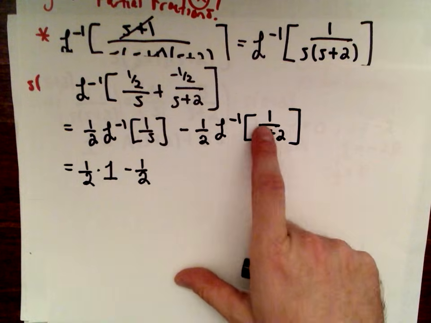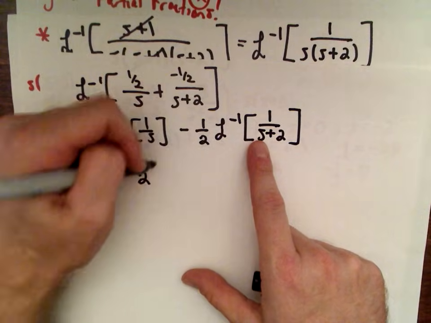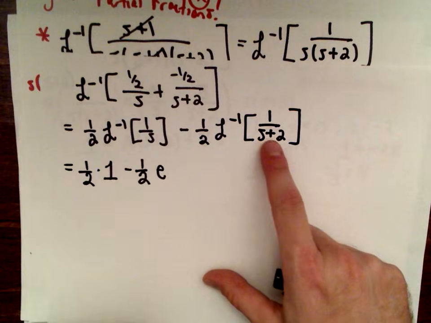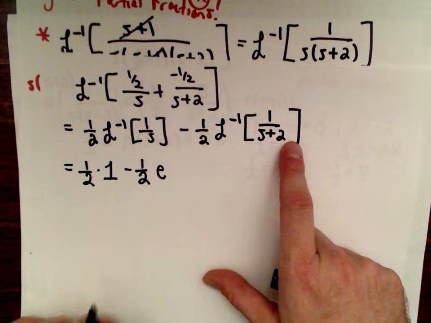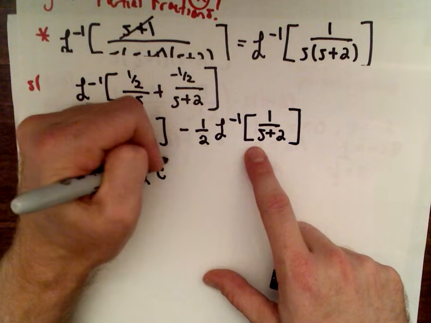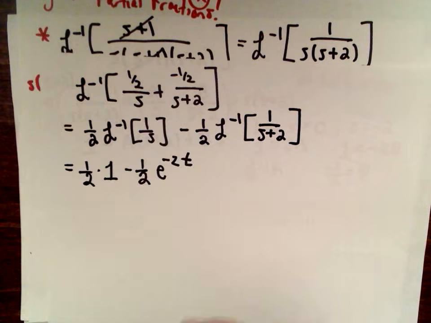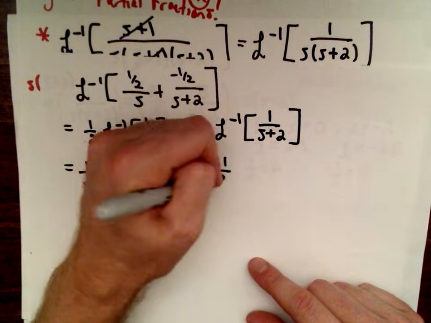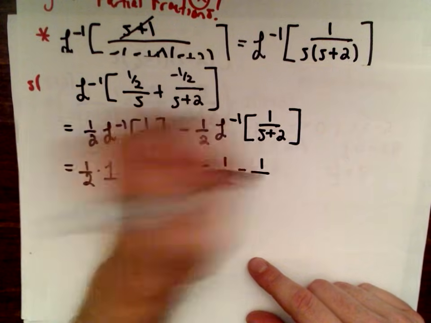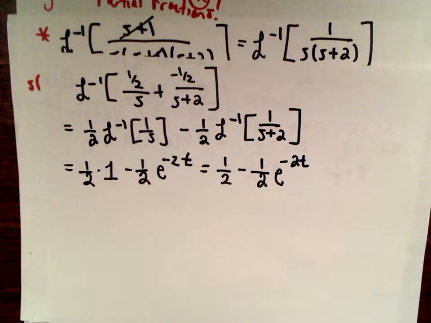The inverse Laplace transform of 1 over s plus 2 is going to be e raised to the... Okay, so normally it's in the form s minus something. So you could write this as s minus -2. So we get e raised to the -2 multiplied by t. Okay, so 1/2 minus 1/2 e to the -2t.